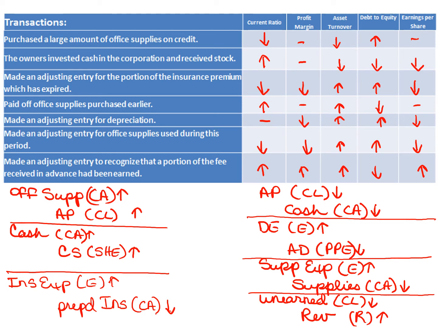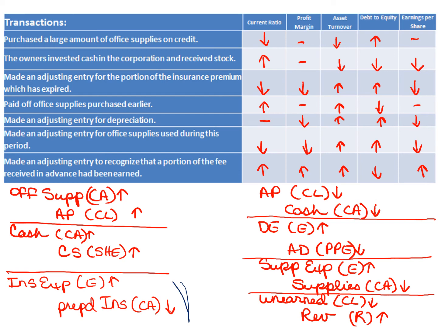If we make an adjusting entry for the portion of the insurance premium which has expired, that means we're moving it from an asset account into an expense account, where we debit insurance expense and we credit prepaid insurance. So our expenses are going up, which means our net income will go down and our shareholders' equity will go down, and my prepaid insurance will also decrease. The current assets will decrease. And the pattern is as follows.